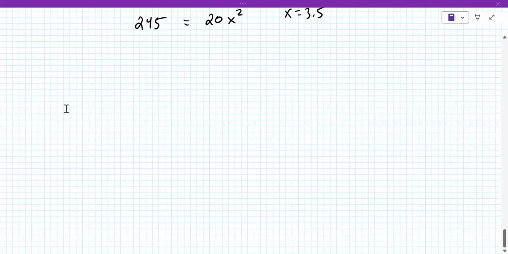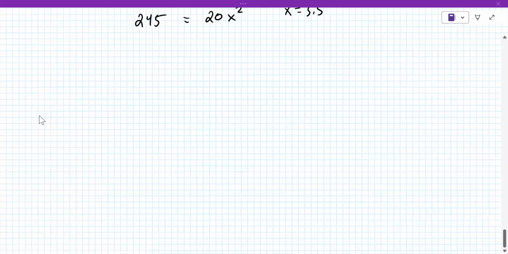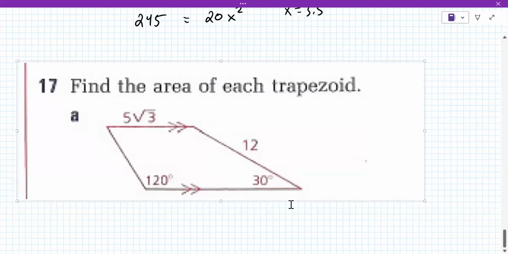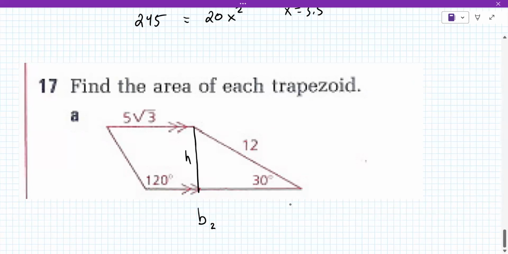All right. So we unfortunately slow down the speed at which we can do these problems because they just get really, really complicated. Find the area of each trapezoid. So what we really want is this base down here, and we really need this height right here.